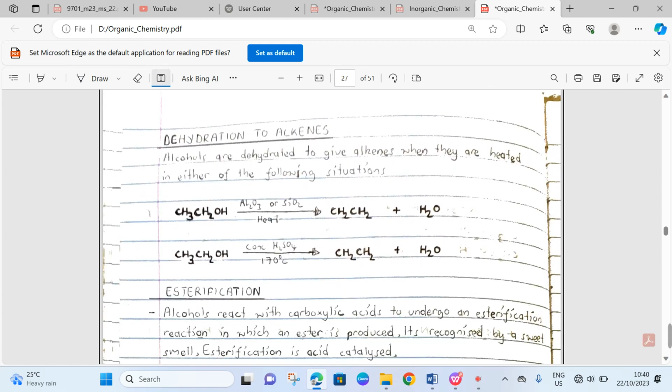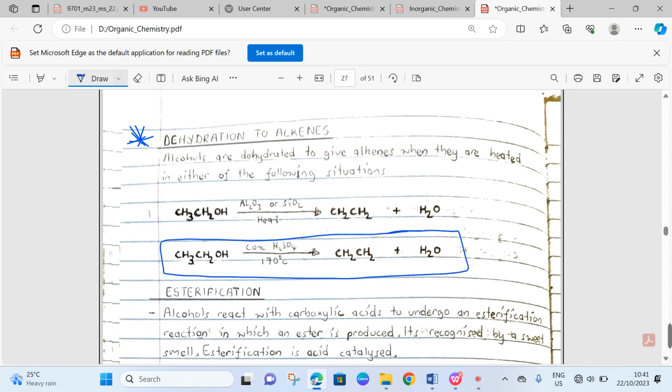Now about alkenes. The other type of reaction that alcohols undergo is dehydration to form alkenes. A good example is when you add concentrated sulfuric acid at 170 degrees Celsius. Concentrated sulfuric acid is known as a dehydrating agent. It removes water from substances. So at these conditions, this is the most common equation. It dehydrates the molecule into an alkene plus water.